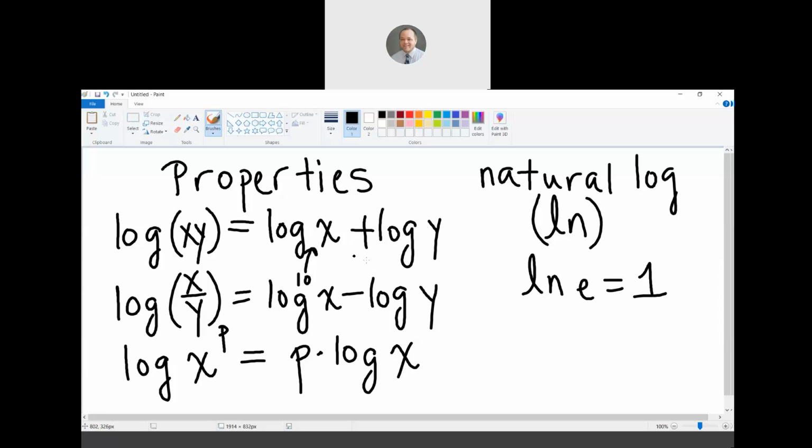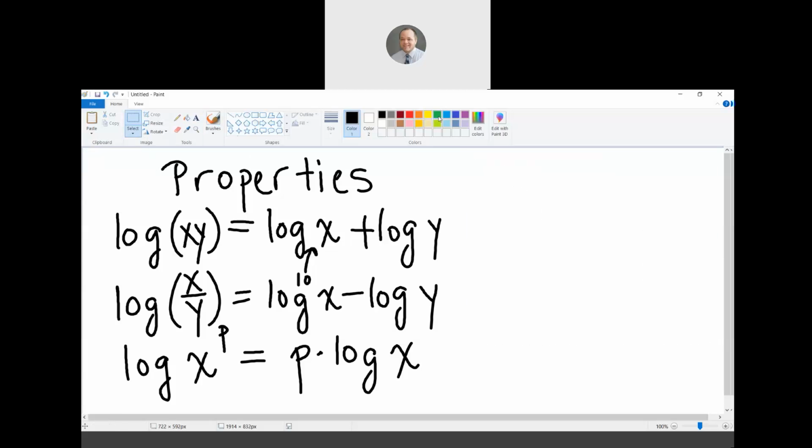So let's look at some examples in which we are given just one log function and we have to expand it. So let's start with this one.